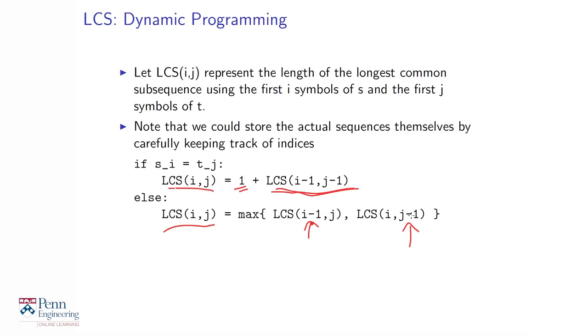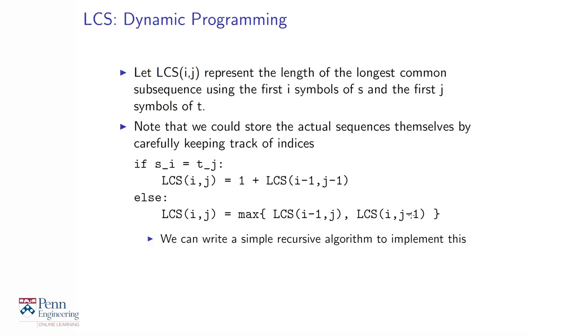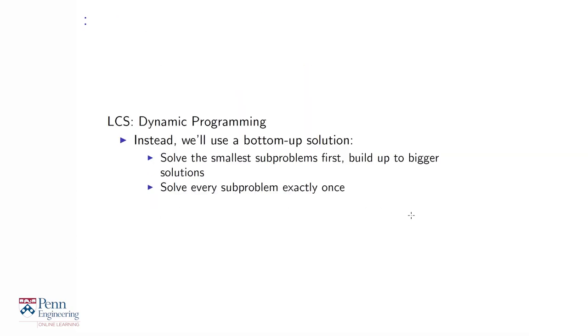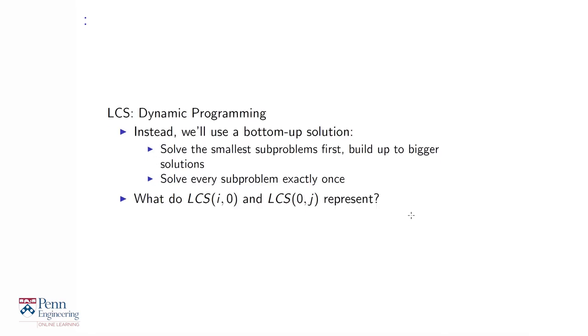All recurrence relations need base cases where we don't recurse further. What are the base cases here? We can write a simple recursive algorithm to implement this, but we will see the base cases in a minute. So let's start with the smallest subproblems, the base cases, and then build up to bigger solutions. So what does LCS(i,0) or LCS(0,j) represent?